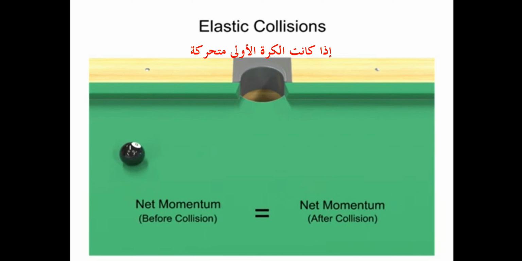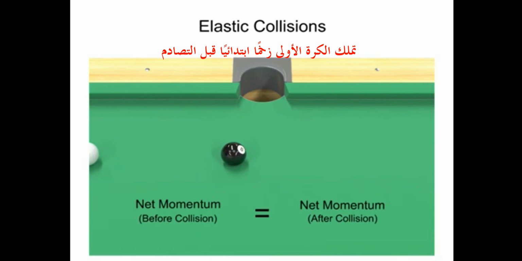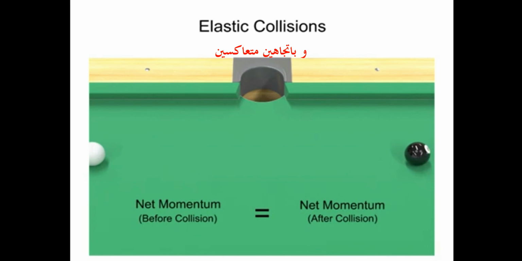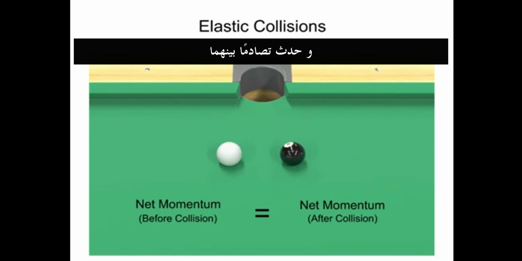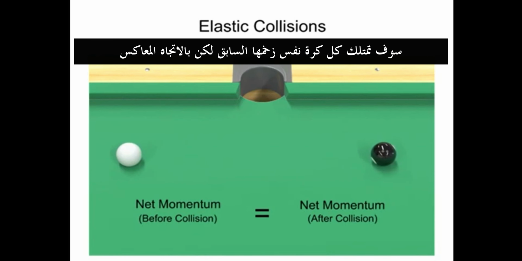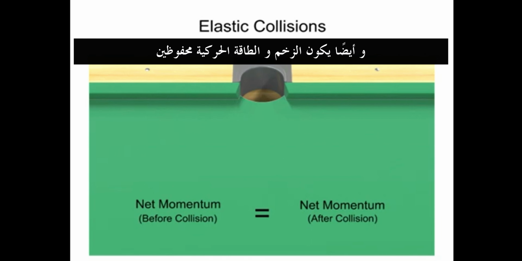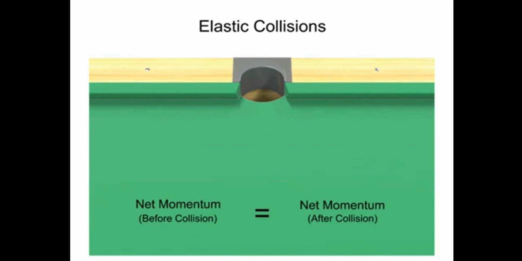If the 8 ball is already in motion when a similarly moving cue ball collides with it, then the 8 ball will gain some of the initial cue ball's momentum, and the net momentum before and after the collision will be conserved. If the 8 ball and the cue ball are traveling at the same speed and collide head-on, then they will bounce off of each other with the same momentum, but in opposite directions. Their momentum and kinetic energy are transferred and conserved.